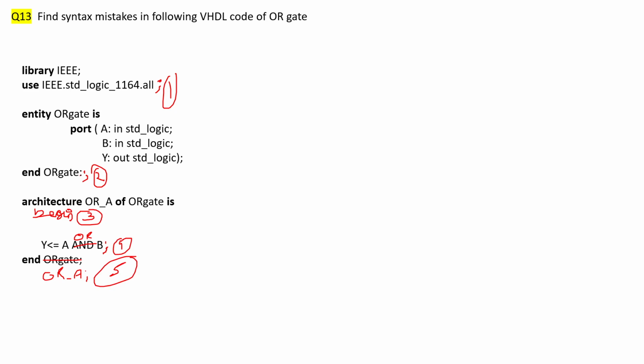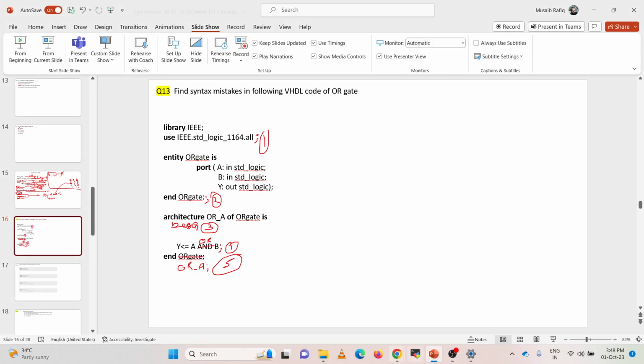One and two were syntax mistakes in terms of not ending with a semicolon. Then we had this mistake, begin was missing. Also here I was writing a code syntax for an OR gate, but in the assignment I had written an AND gate, so this was mistake number four. And then I have end architecture, which needs to be ended with the architecture name. The architecture name was or_a, but I had written or_8, so that was mistake number five. So in total there were five mistakes.